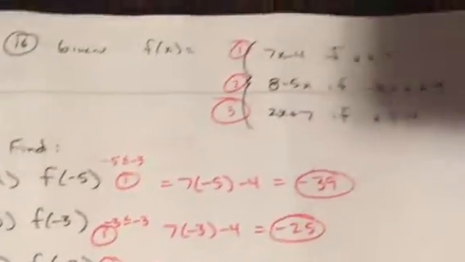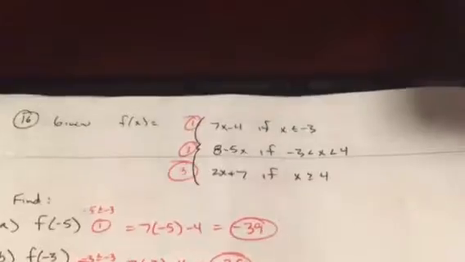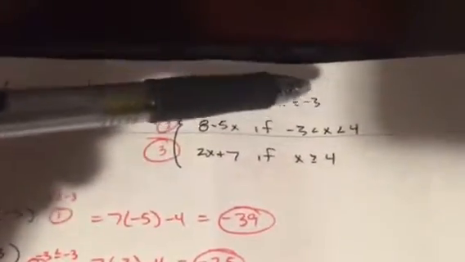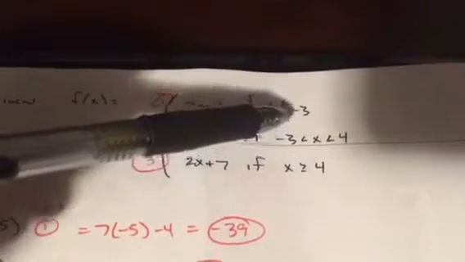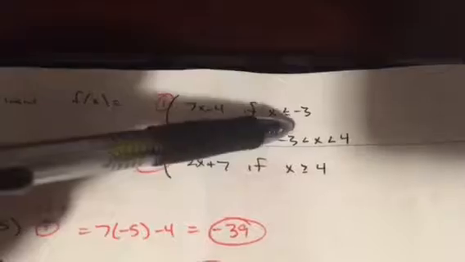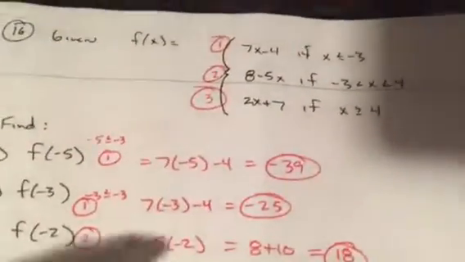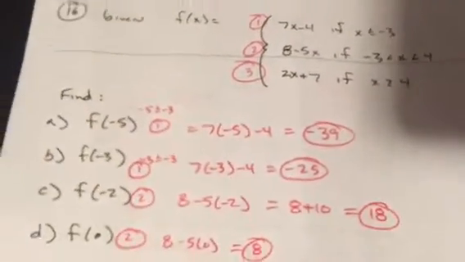Then f of -3, guys. You see -3 twice. It's kind of a transition point. Will -3 go here or here? This one clearly says x has to be greater than -3. This says x is allowed to be less than or equal to -3. So that's why I use the first equation again. Plug it in and get -25.